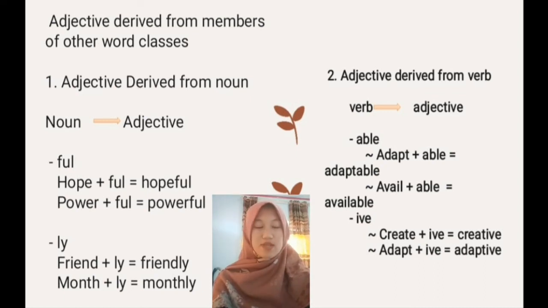For example, adapt plus able menjadi adaptable. Di sini adapt sebagai verb setelah ditambahkan able becomes adaptable. Adaptable ini sudah menjadi adjective. For another example, create plus ive becomes creative. Create sebagai verb setelah ditambahkan ive becomes creative. Ini sudah menjadi adjective.